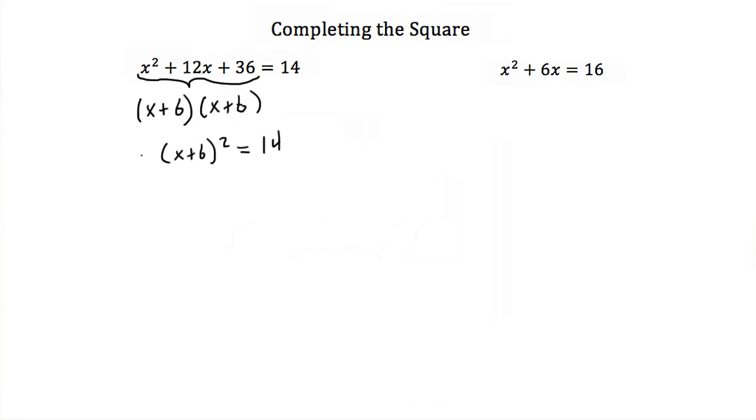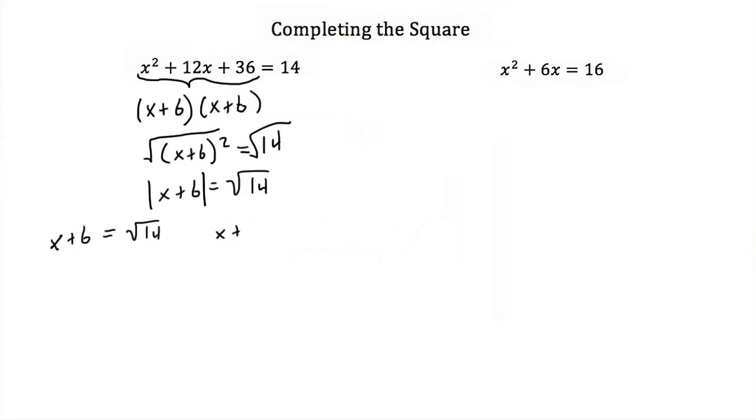So if we wanted to solve for our zeros or our roots, we could just take the square root of both sides. We'd have x plus 6 is equal to the square root of 14. But this would be in the absolute value sign because we have a square root of a square. Now if we want to drop the absolute value sign, we have to consider both the negative and positive versions. So we'd have an x plus 6 is equal to the square root of 14, and we have an x plus 6 is equal to the negative square root of 14.